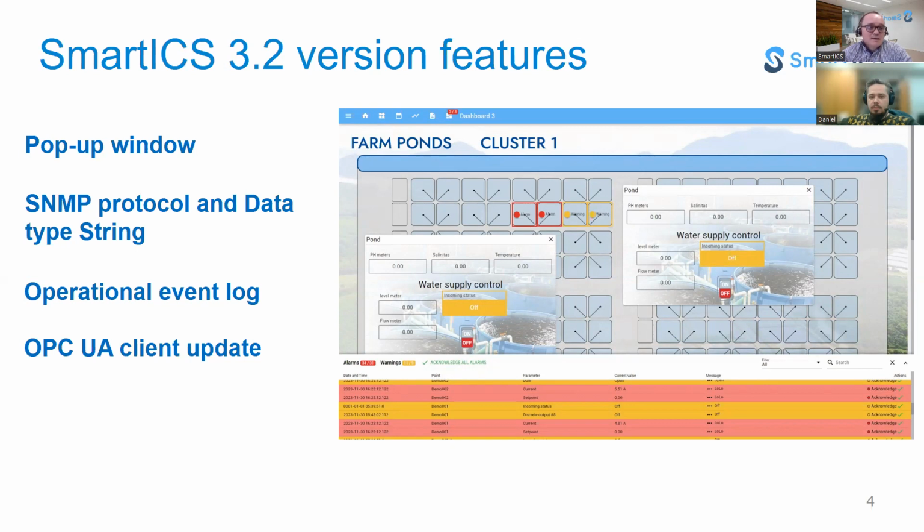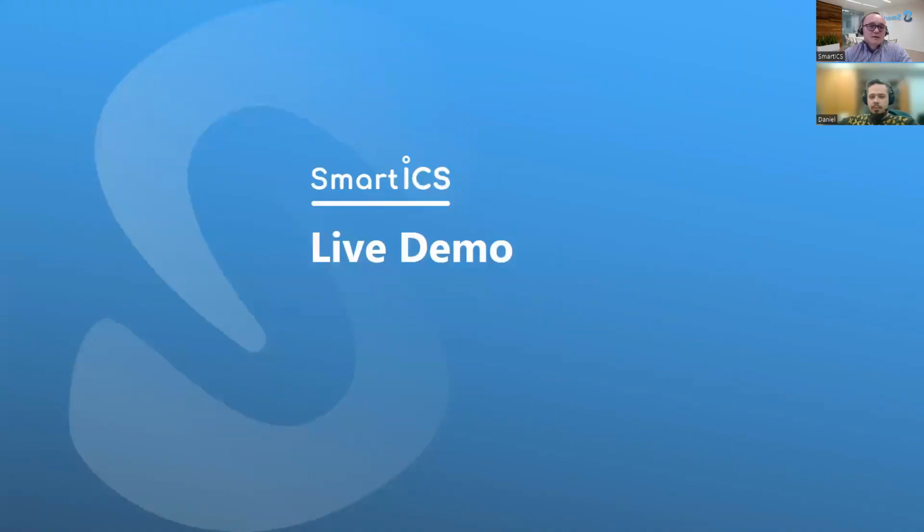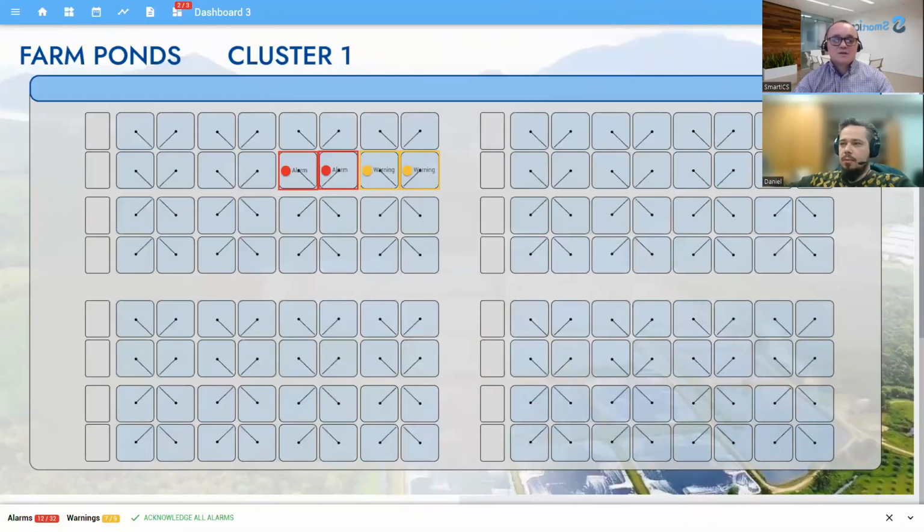Also, we added the native SNMP protocol, a native driver. And also we added the data type string feature. We have the operational event log, which again is quite flexible and quite useful. And of course, we have the OPC-UA client update. Now, if we go into the live demo, Daniel kindly will try to demonstrate his screen, and we will see how and what has been updated.